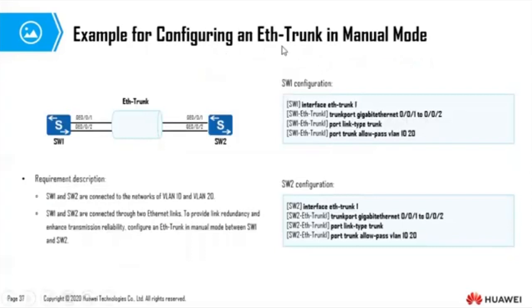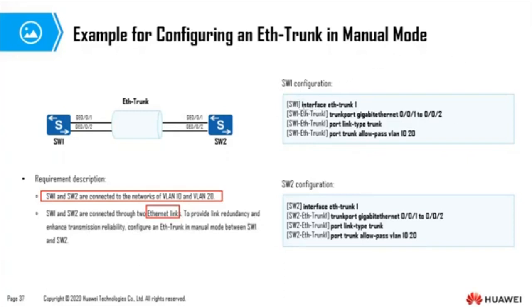Okay, so an example of configuring an Eth trunk in manual mode. In this particular case, we have switch 1 and switch 2. They are connected to the networks VLAN 10 and VLAN 20. So both of them are connected to VLAN 10 and VLAN 20. Switch 1 and switch 2 are connected through Ethernet links. To provide link redundancy and enhance transmission reliability, we want to configure an Ethernet trunk in manual mode between switch 1 and switch 2. So how to do that?